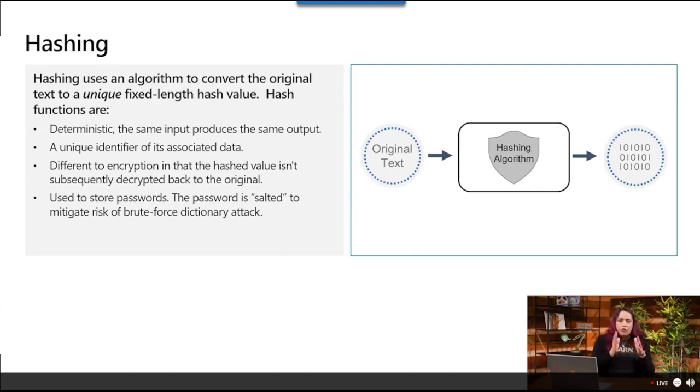So instead of encryption, where you have a key that converts it back to its original form, hashing keeps the unique identifier. So many organizations use hashing to store their passwords. This is actually a lot more secure than storing them in plain text. Now, that doesn't mean attackers don't know about hashing. So that's where we've created what we call salted passwords.